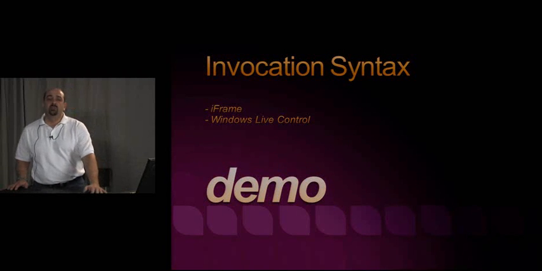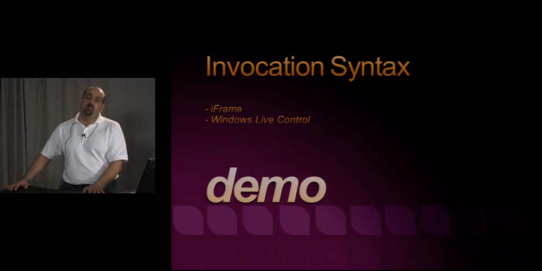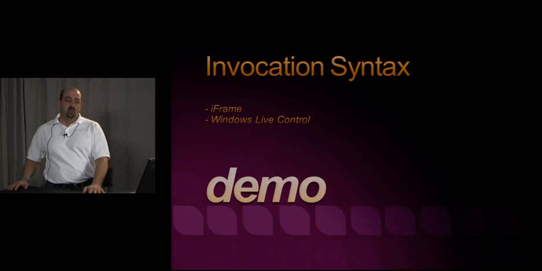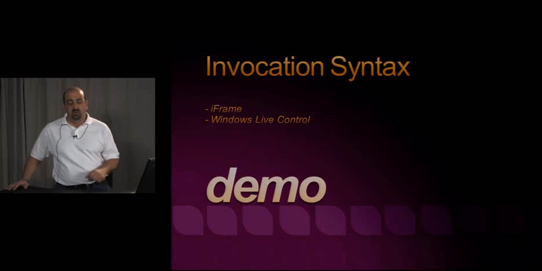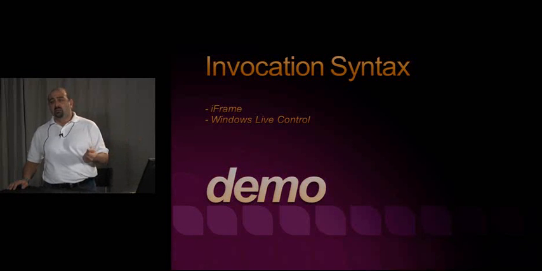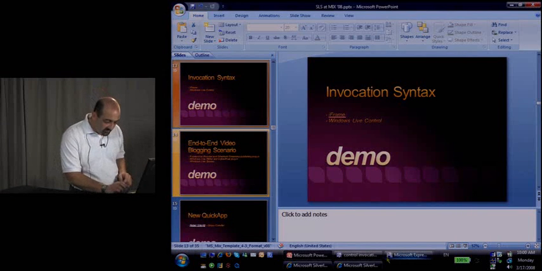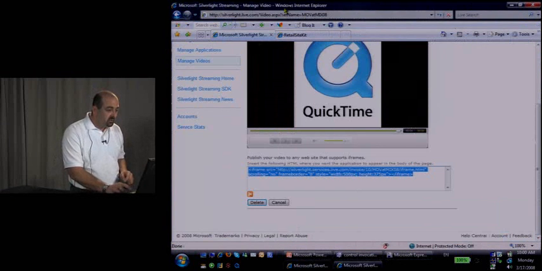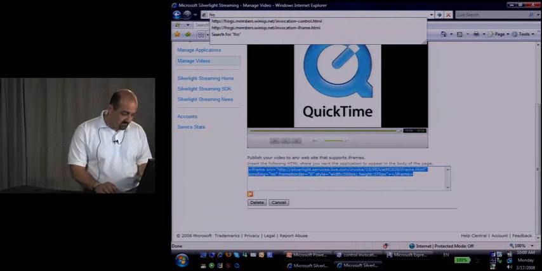The next thing I'm going to show you is the invocation syntax. As I mentioned earlier, there are various ways to invoke an application from the Silverlight Streaming service. The first one is the iframe. The second one is the Windows Live Control. I'm going to show you both. In their manifestation, you will see very little difference, if any, from the website perspective. It's just an app rendering on the page. The beauty is really the simplicity of the invocation, how to make it trivial for you to expose an app on your website from the Silverlight Streaming service. The first one I'm going to show you is the iframe invocation syntax. Here we go.